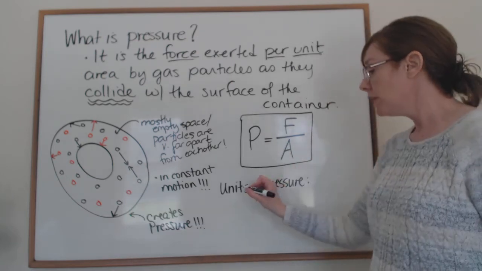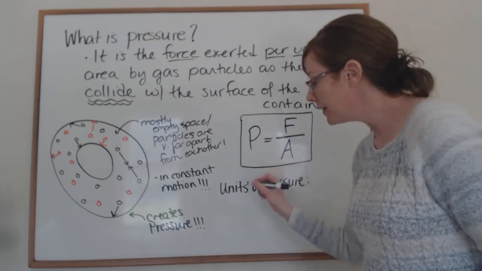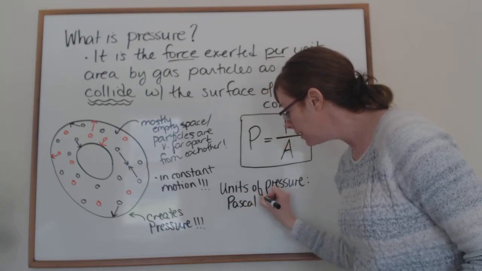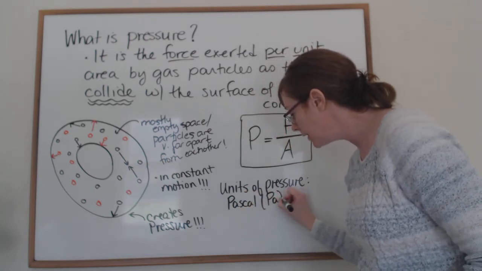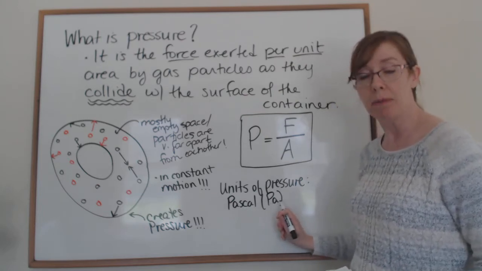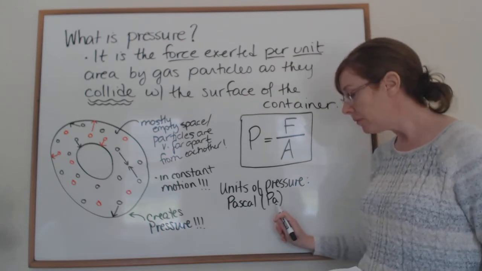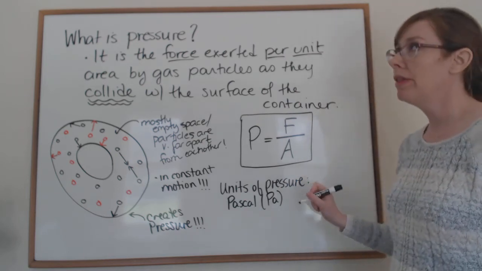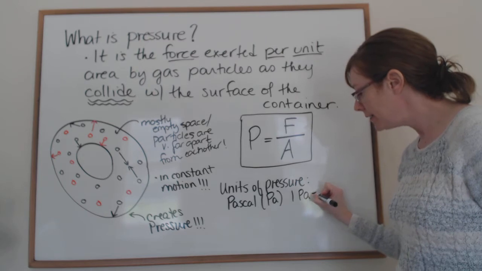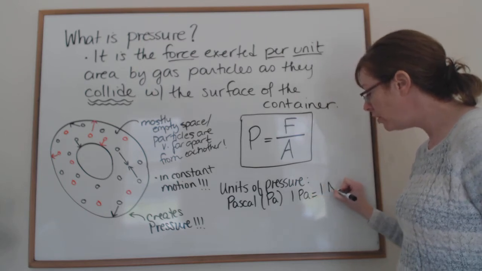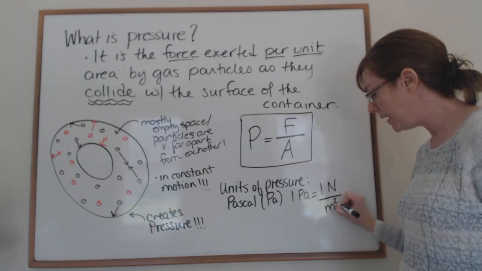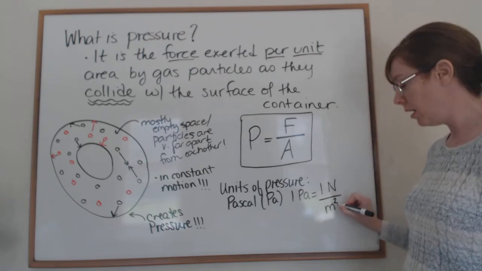All right, anyhow, so here are the units of pressure. Let's talk about the SI unit. The SI unit for pressure is the Pascal, which is named after Blaise Pascal, a scientist. So this is the formal SI unit, and it's capital P, lowercase a. I do want you to know that 1 Pascal is equal to 1 Newton per square meter.